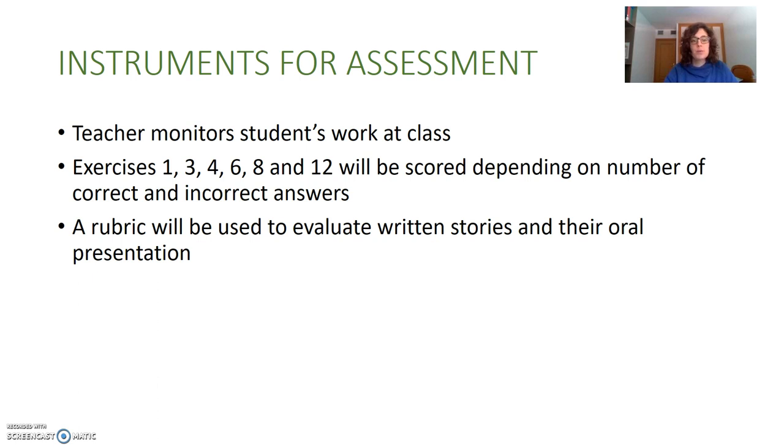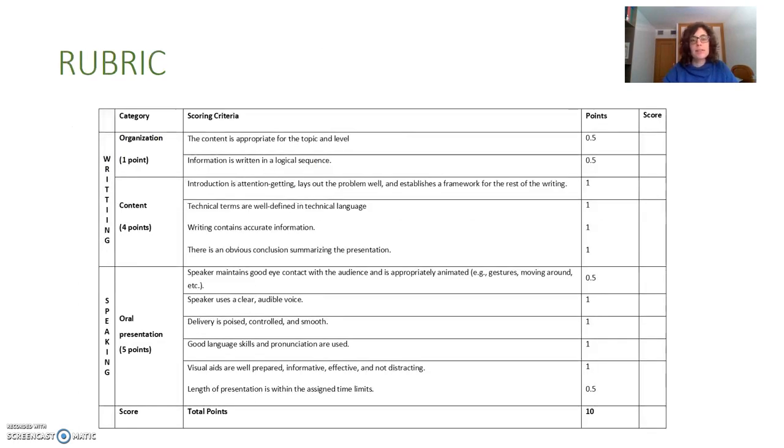These are the assessment criteria used to evaluate this unit, and the instruments are basically three. Firstly, the teacher will monitor students' work in class by taking notes. Most of the exercises will be scored depending on the number of correct and incorrect answers. And also a rubric will be used to evaluate written stories and their oral presentation. And this is the rubric that I have made to evaluate the stories activity.